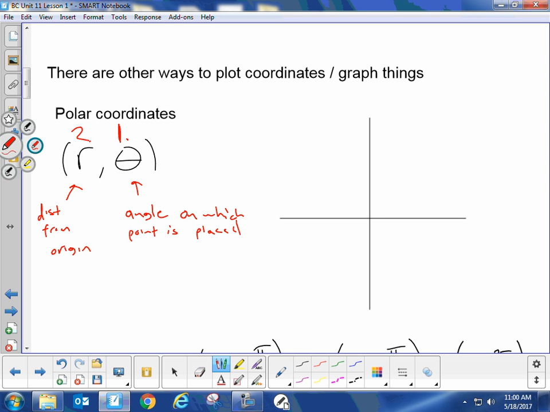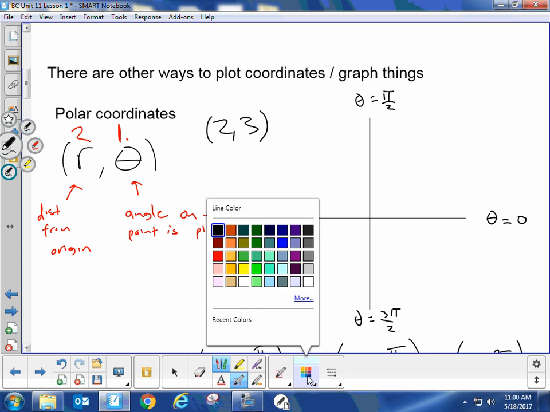Okay? Now, let's plot (2, 3). Well, I need to think about angles first on a coordinate plane. No longer am I calling this an x-axis or a y-axis. Instead, I'm going to say, this is where theta equals 0. This is my 0 angle. This is where theta is equal to pi over 2. This is where theta equals pi. This is where theta equals 3 pi over 2. Okay? I'm going to use a straight line to denote an angle.